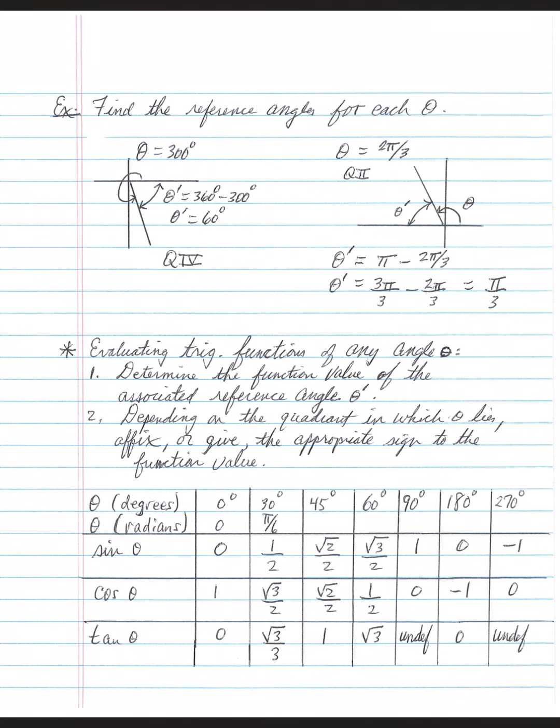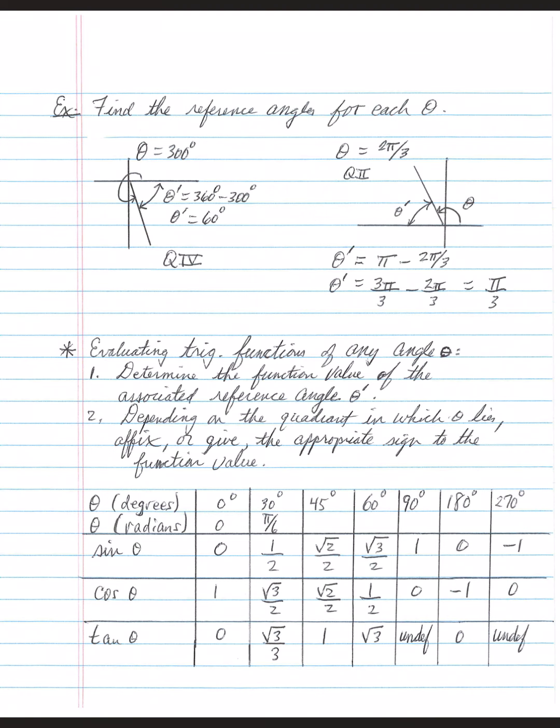Evaluating trig functions at any angle, your first step is to determine the function value of the associated reference angle. Now we did a couple of examples up here on the slide before. That's the recipe for degrees or radians in any quadrant. So that's step one, is determine your reference angle. Depending on the quadrant in which theta lies, you're going to give the appropriate sign to the function value. Now what does that mean?